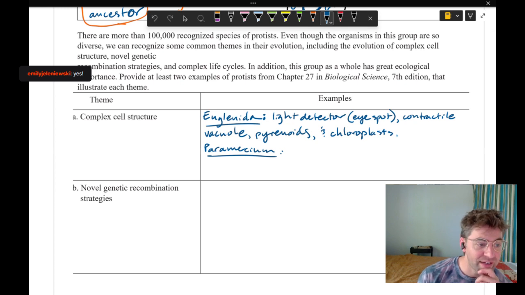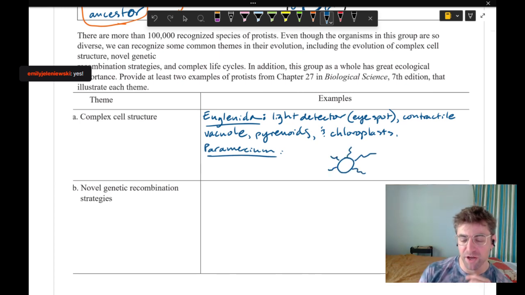Micro and macronuclei, and cilia. Cilia are those little hair-like protrusions on the outside of the cell that usually help with some kind of motility.